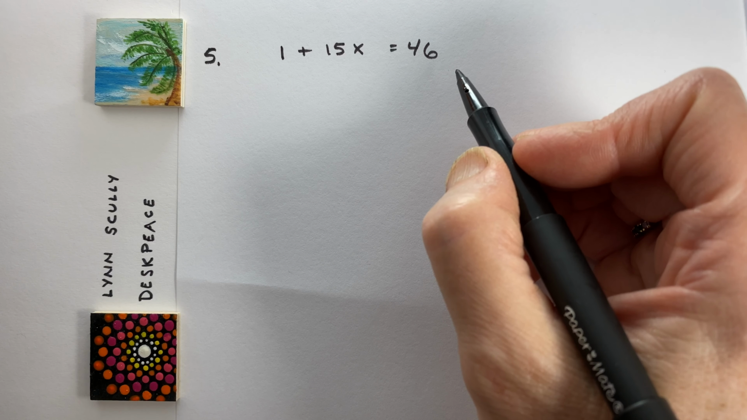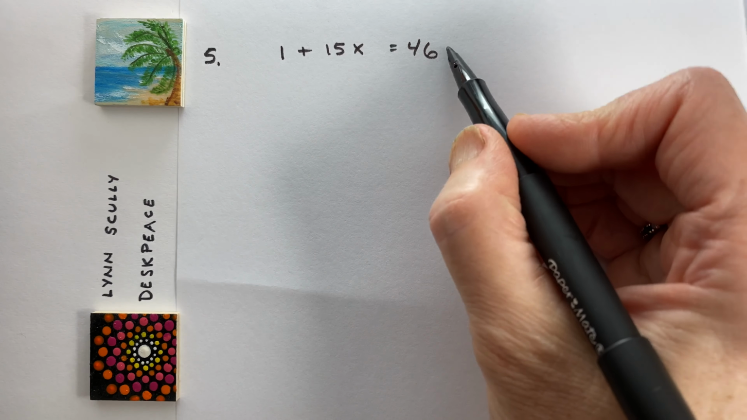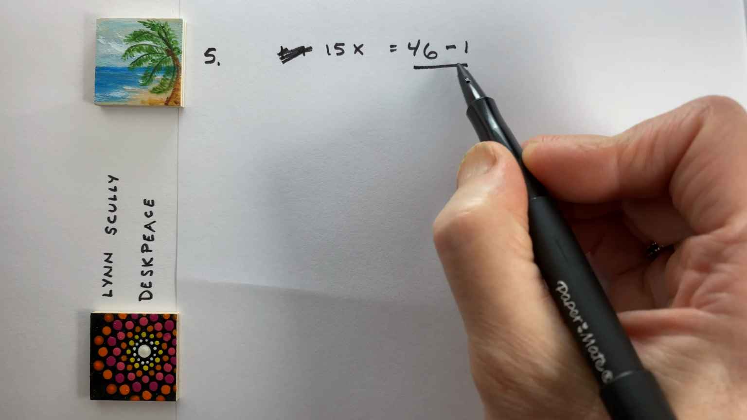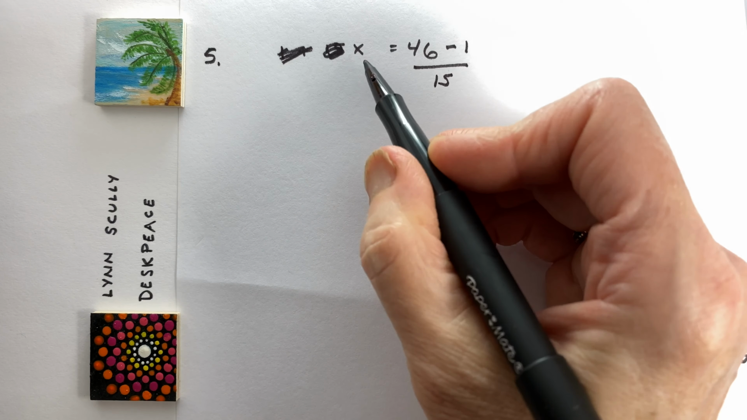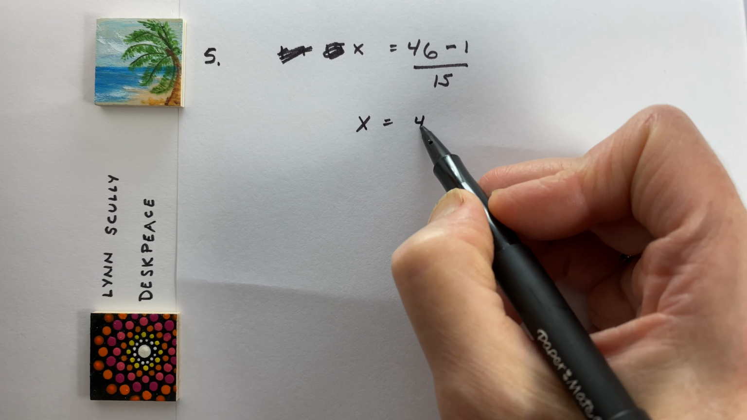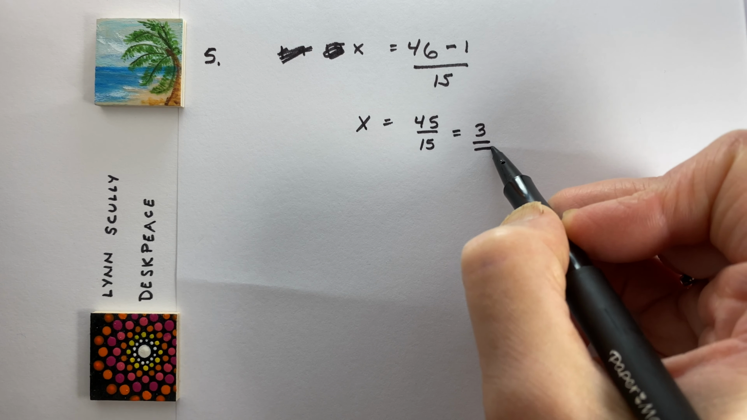Number 5, 1 plus 15x equals 46. 1's attached by addition, move it by subtraction. 15's attached by multiplication, move it by division. I'm done. Now I can do the arithmetic. 46 minus 1 is 45 over 15 equals 3.